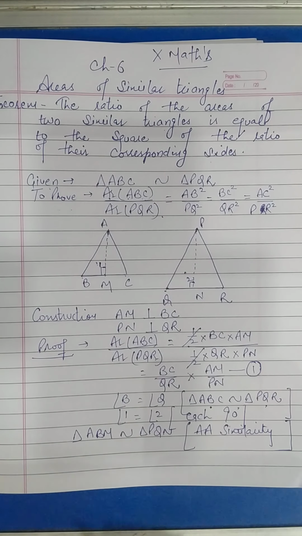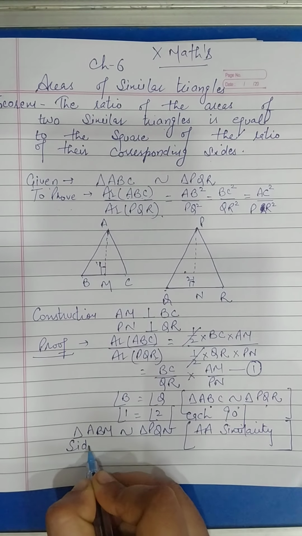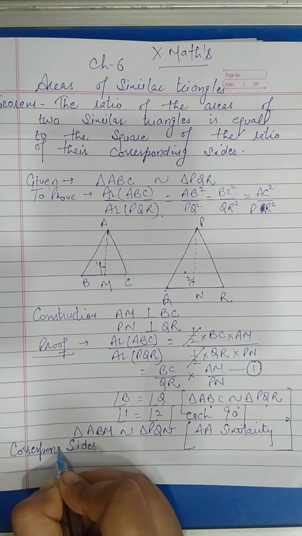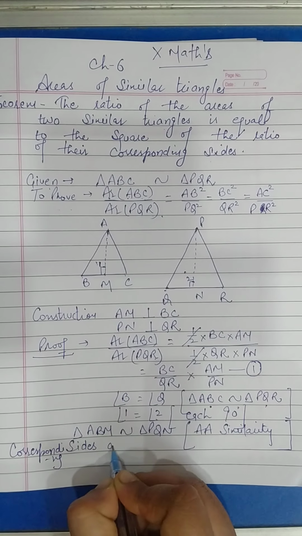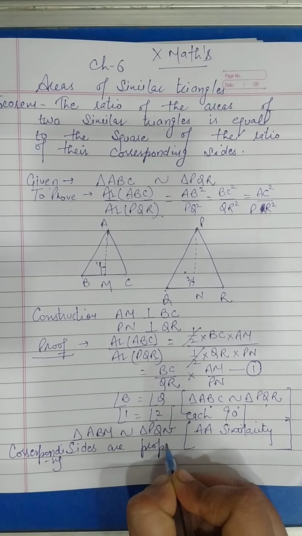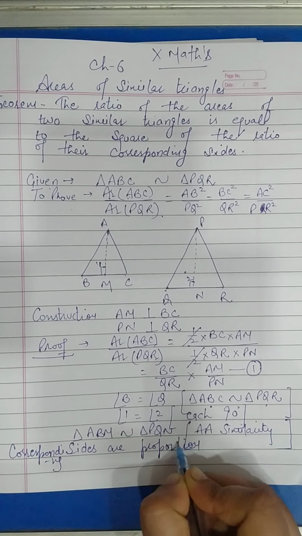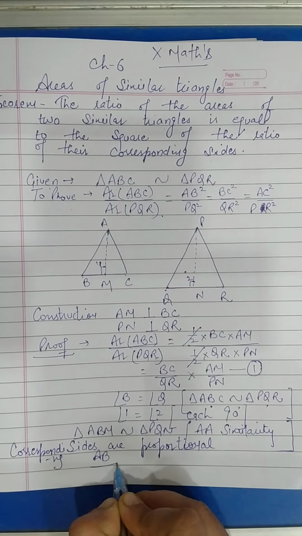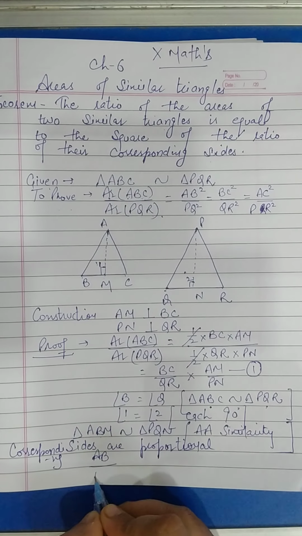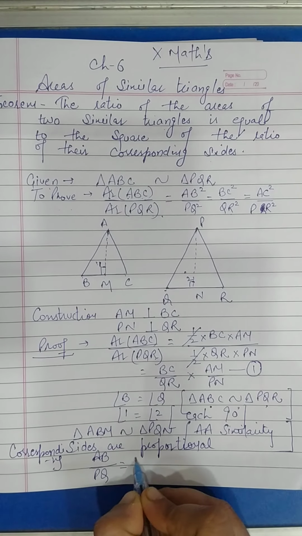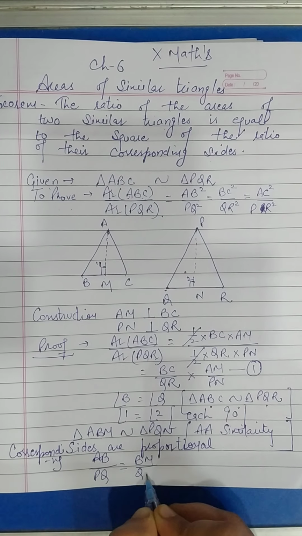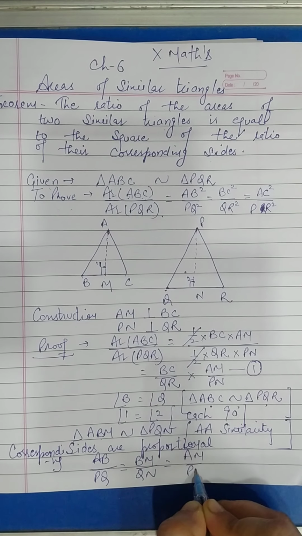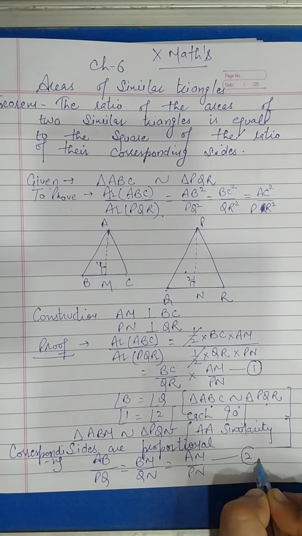If two triangles are similar, corresponding sides are proportional. Now, how do we write the proportionality? AB upon PQ is equal to BM upon QN is equal to AM upon PN. Take it as equation number 2.